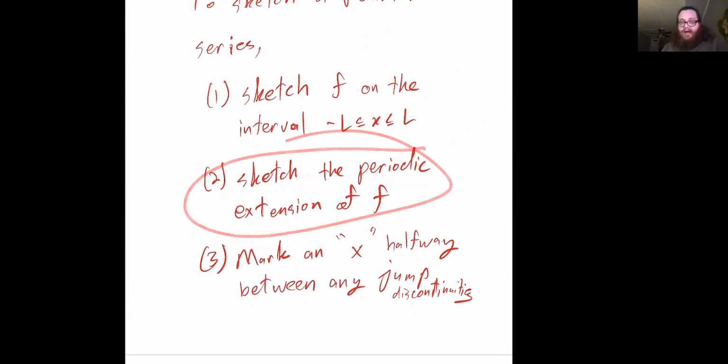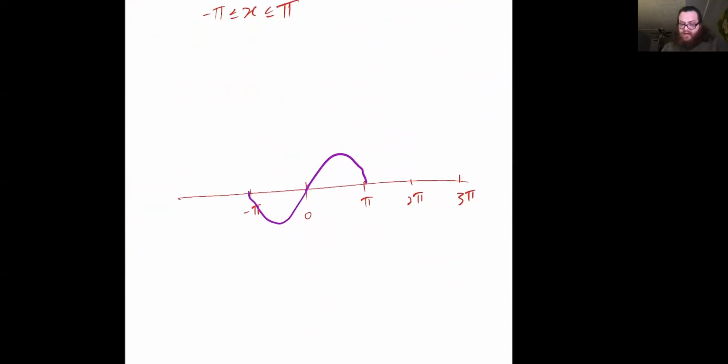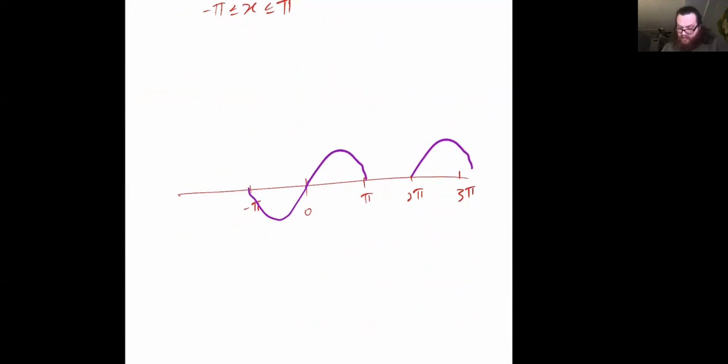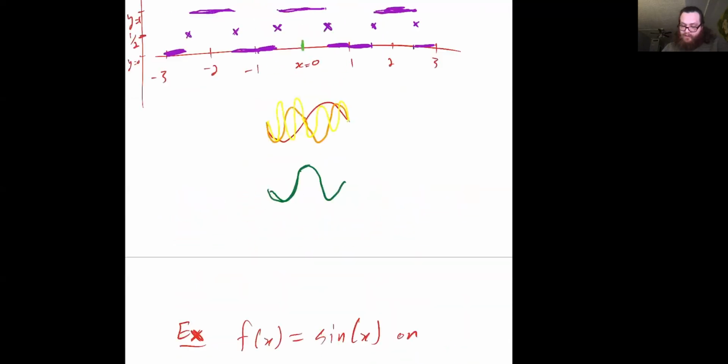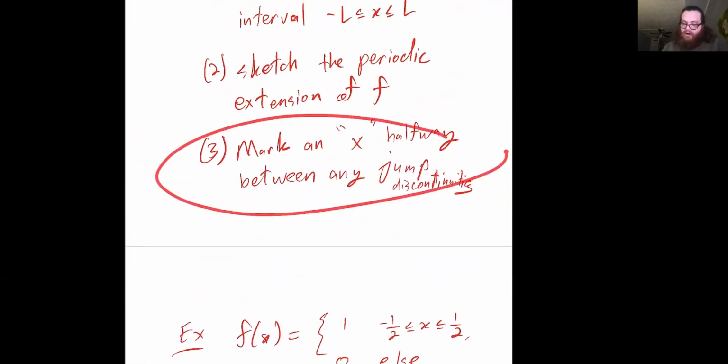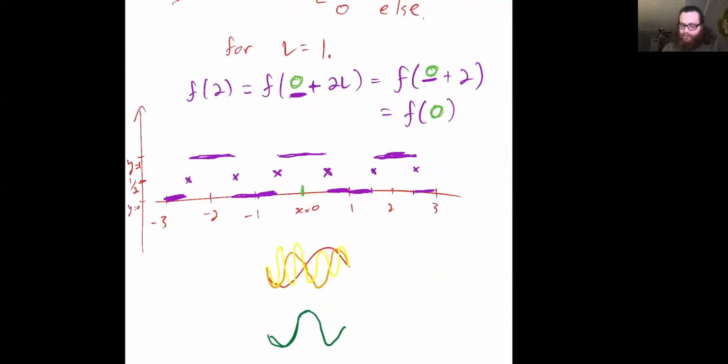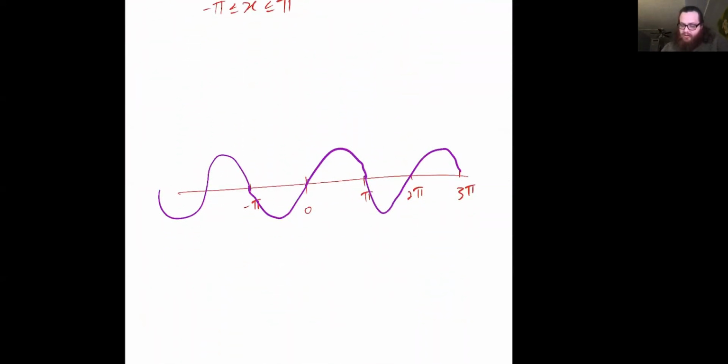Now we're going to sketch the periodic extension of f. For that, we take the same profile and copy it over to the next block, and you could also do that going the other way. Last step, mark an X at any jump discontinuities. Well, looking back here, everything's continuous. We're good to go. That's the Fourier series for sine.